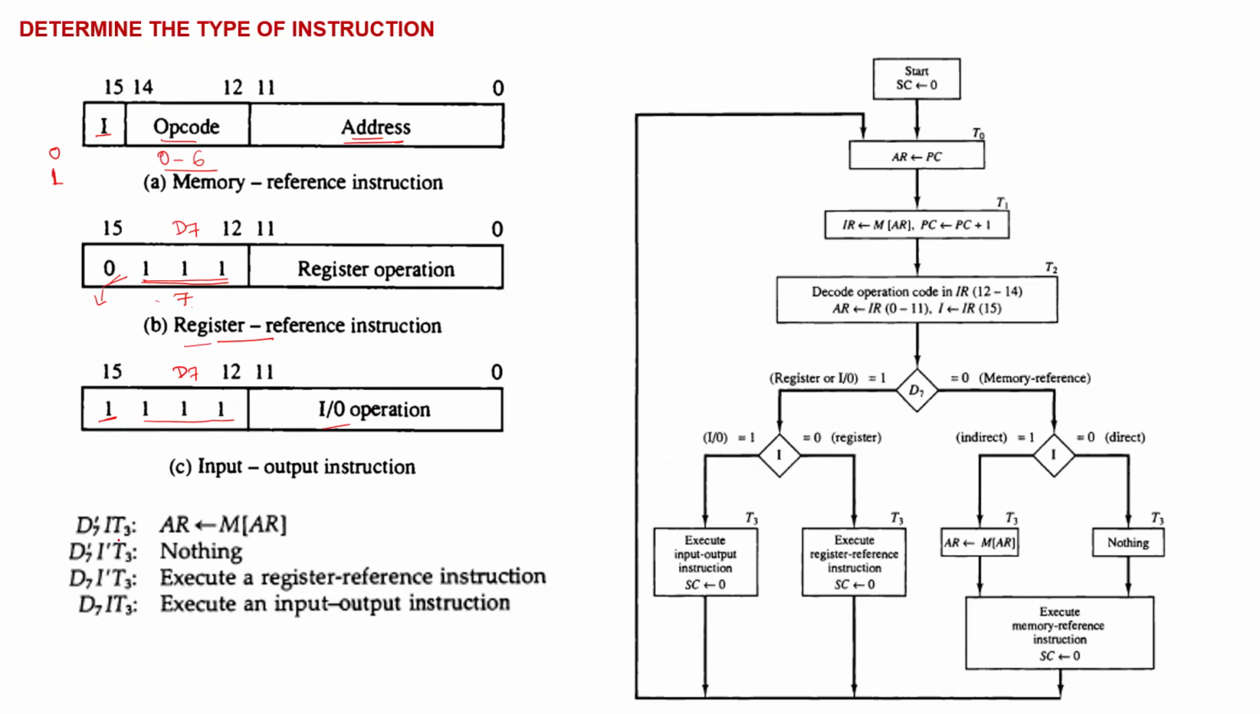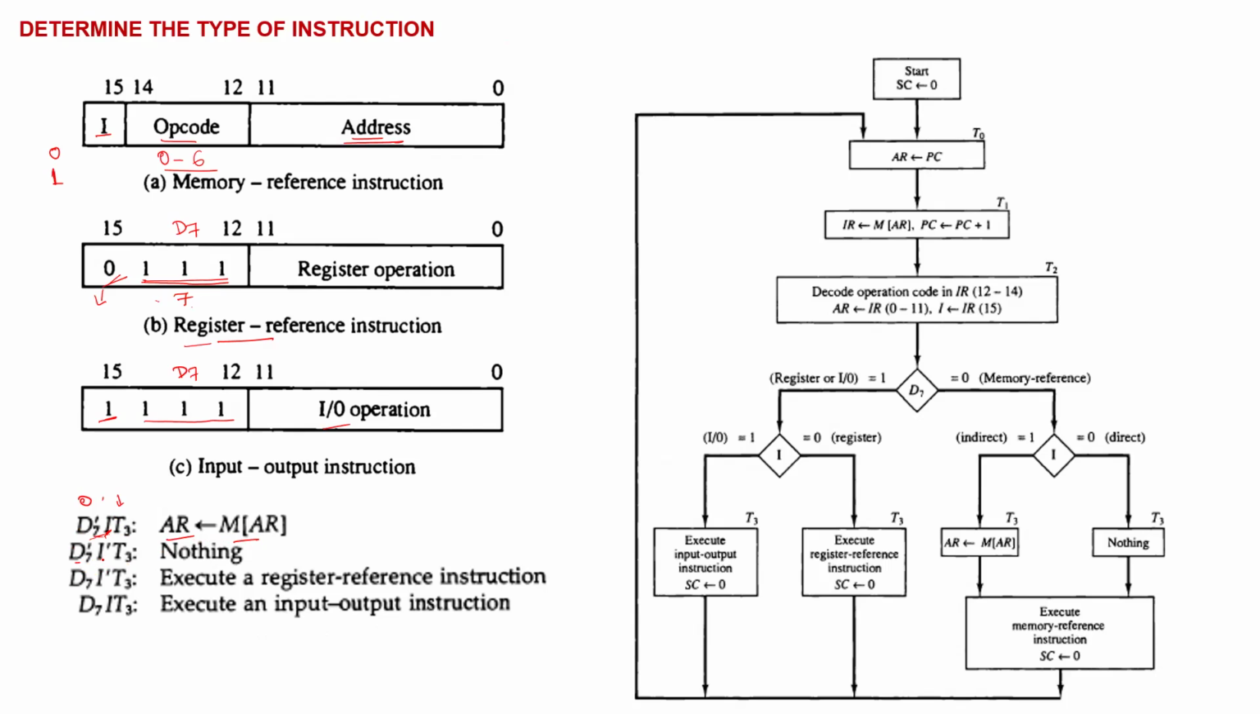Now, how is this going to happen? Here you are seeing that the contents of the memory are being transferred to the address register. Here D7 is complemented, that means D7 is not 1, D7 is 0. And I is 1. If I is 1, then it is indirect addressing mode, and the time cycle is T3. So if all these three conditions match, then the contents of the memory are transferred to the address register.